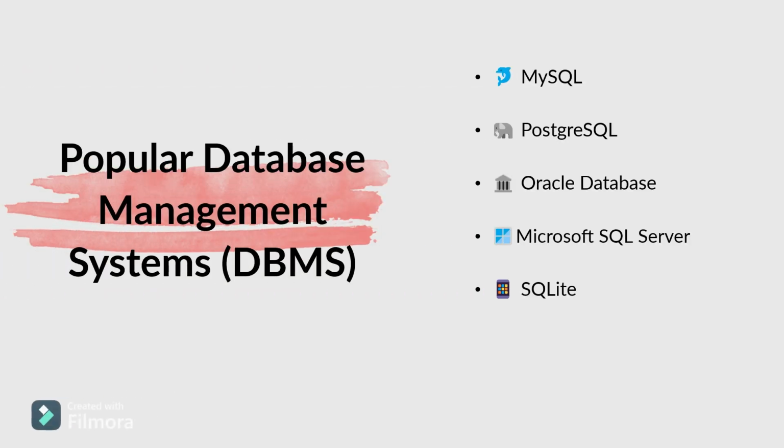So far, we've learned about SQL and databases. Now let's look at some of the most popular database management systems, also known as DBMS. A DBMS is software that helps us create, store, organize, and manage databases efficiently. Some of the most popular database management systems are MySQL, PostgreSQL, Oracle Database, Microsoft SQL Server, and SQLite. Each of these database systems has its own features and is used in different types of applications and organizations.